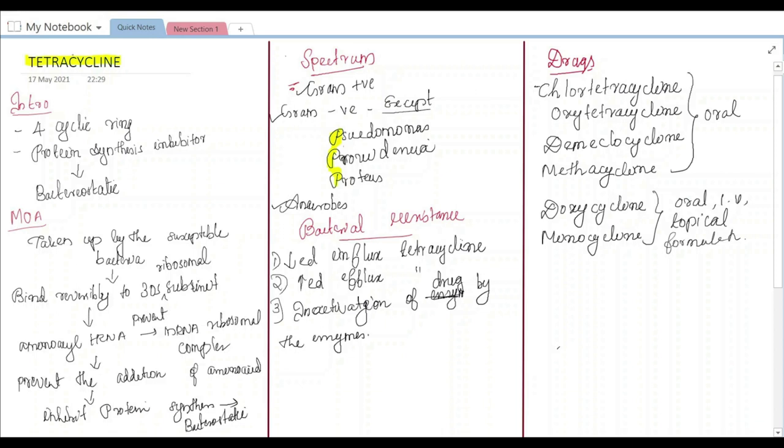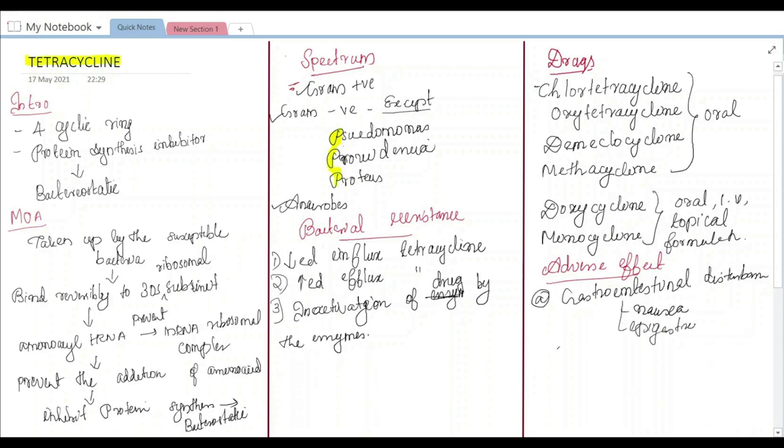Then let's move on to the side effects, or adverse effects, of tetracycline. The first one is gastrointestinal disturbances. In that you can write nausea, epigastric distress, diarrhea, abdominal discomfort, and vomiting.